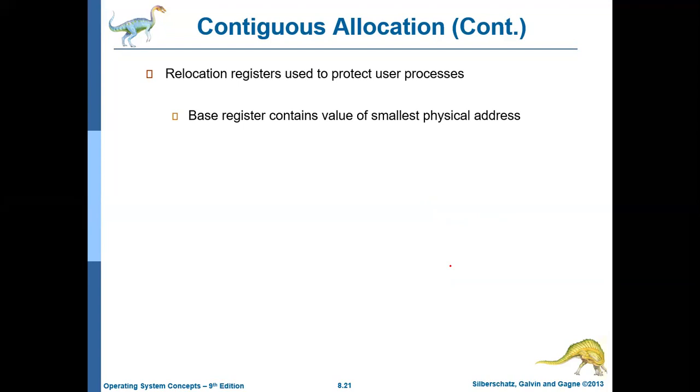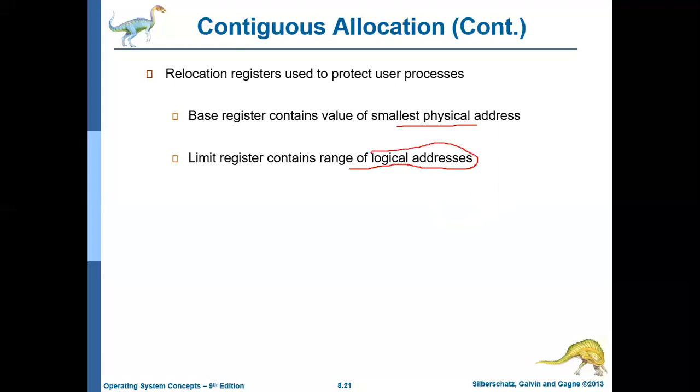The hardware ensures that by using a base register and a limit register. As we have already discussed, the base register contains the smallest value of the physical address, that is, the starting address from which this process can access. The limit register contains the range of logical addresses. One thing we have to note: the base register contains a physical address, the actual starting address from where this process is located in memory.